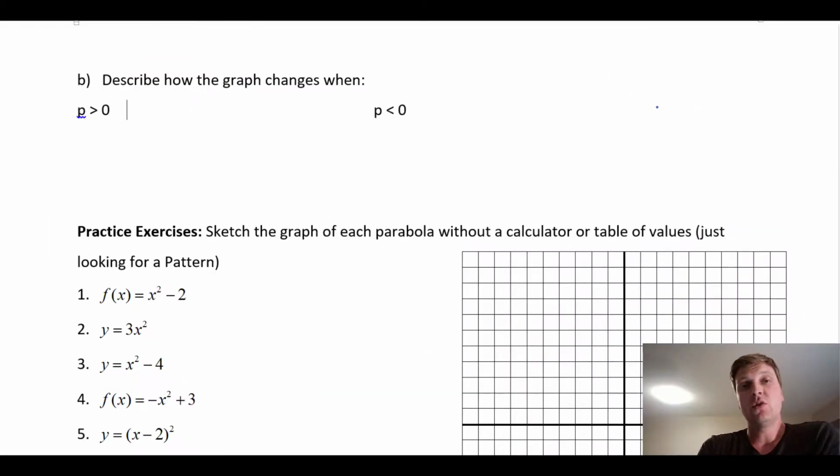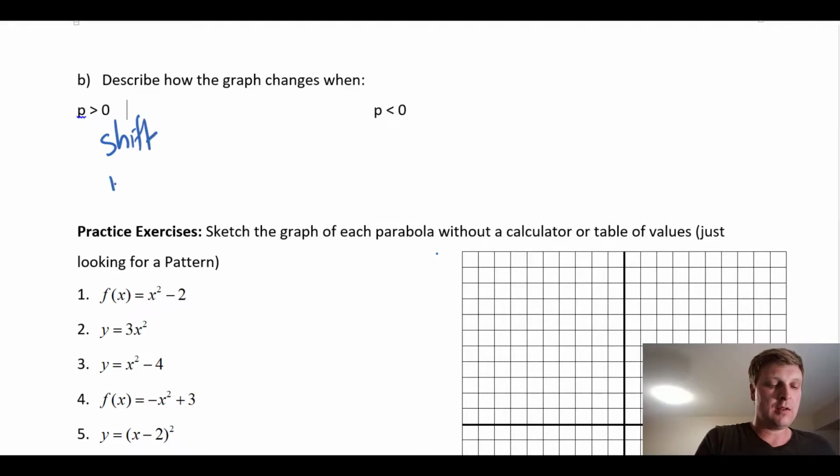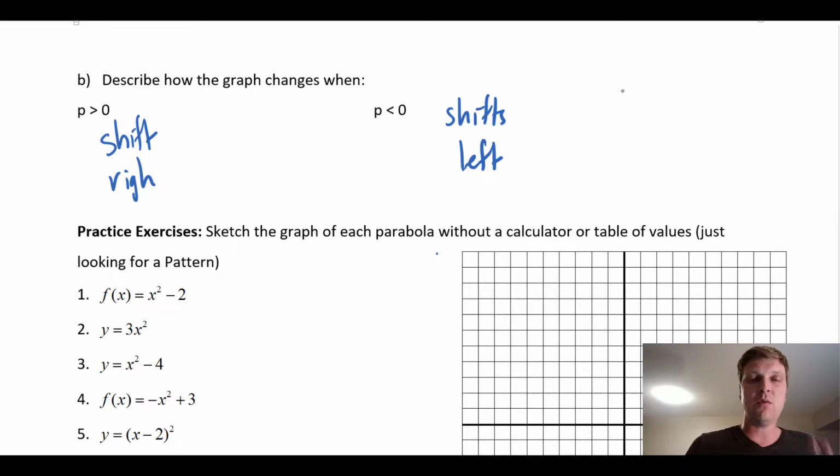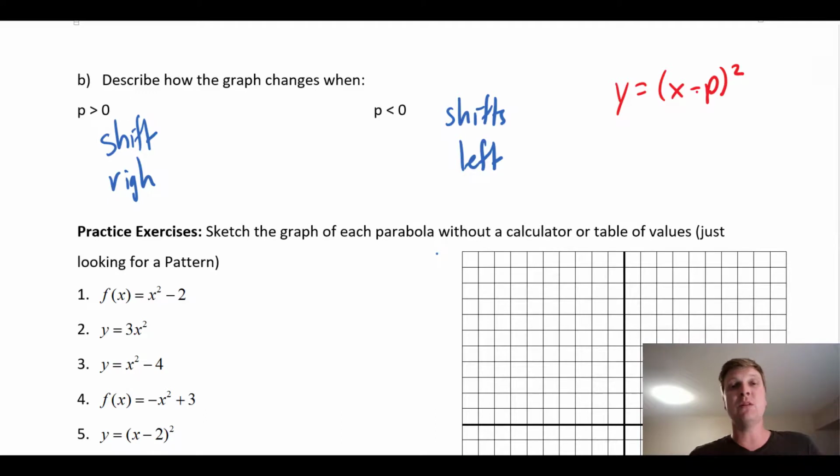So when p is greater than 0, when it's some positive number, then that causes the graph, the parabola, to shift to the right. And when p is less than 0, it shifts to the left. Now just before we move on, I want to really stress here that when we talk about that p, whatever that constant is, we always talk about it in terms of x minus p squared. And that's that negative sign. So if we subtract a positive number, that shifts it to the right. And if we subtract a negative number, that shifts it to the left.